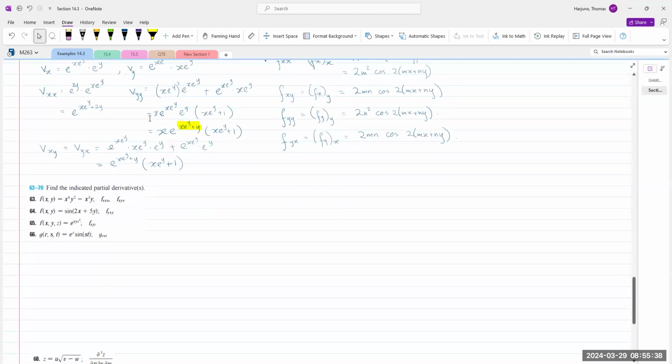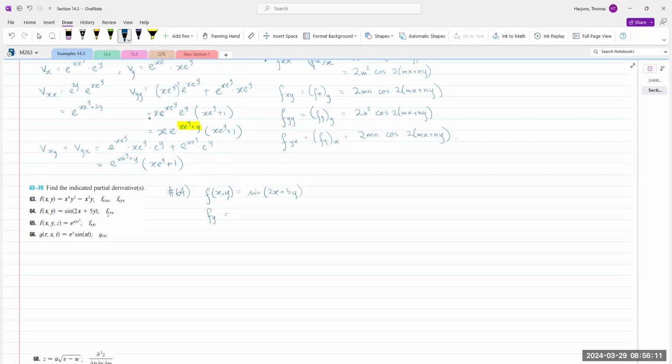Okay, let's do a couple more. Find the indicated partial derivatives. I think number 64 is quite simple. Number 64, f of xy equals sine of 2x plus 5y. So what is the partial with respect to y?